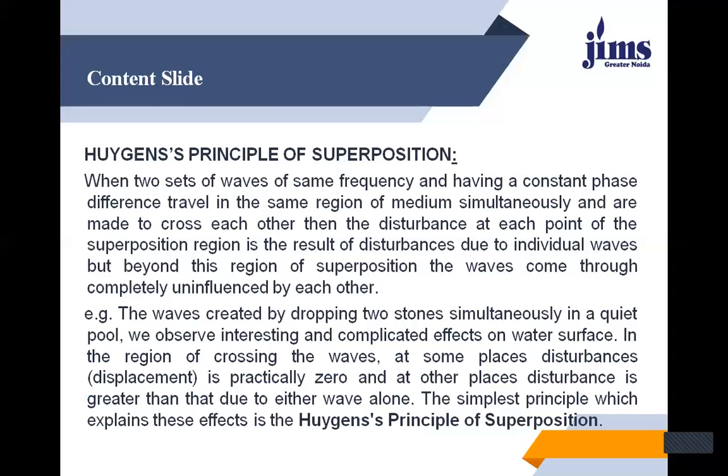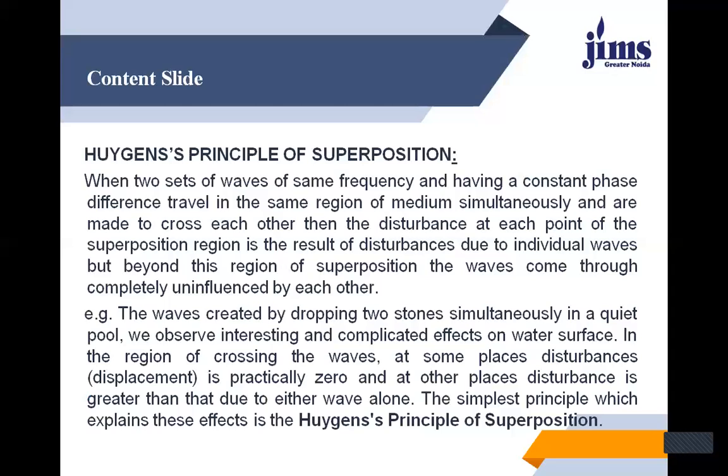In optics, interference means the superposition of two or more waves which results in a new wave pattern. ठीक है? So that can be explained by Huygens principle of superposition. When two sets of waves of the same frequency and having a constant phase difference travel in the same region of medium simultaneously, what do you mean by this?